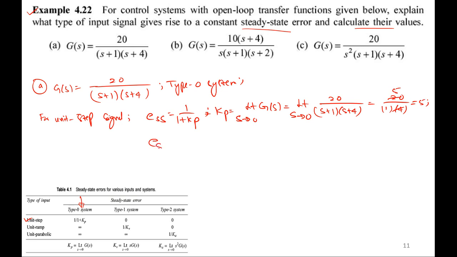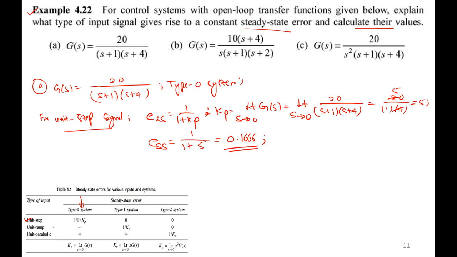So the steady state error is 1 divided by 1 plus Kp, Kp is 5. So substitute here, 1 by 6. So 1 by 6, what I am getting, 0.16, right? 0.166 and so on. This is the steady state error, right? I hope you understood. Then what type of input signal it is? Unit step signal, and steady state error is 0.16. We have found out the steady state error, and we have calculated the value is found to be 0.16.